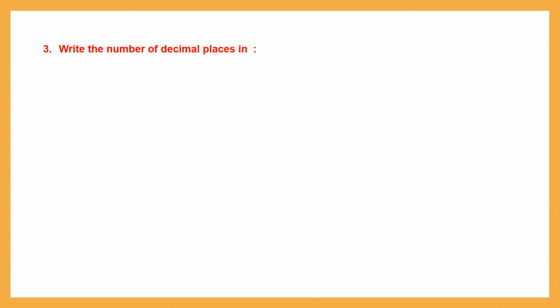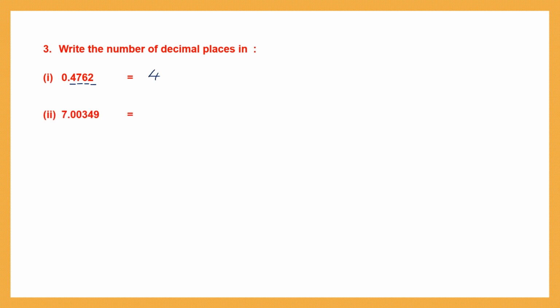Next question, write the number of decimal places. This is easy. Okay, decimal places means after the point, how many digits there are? Those are called decimal places. So in the first question, let's see how many decimal places there are. 1, 2, 3, 4. There are 4 digits after the point, so our answer is simply 4.